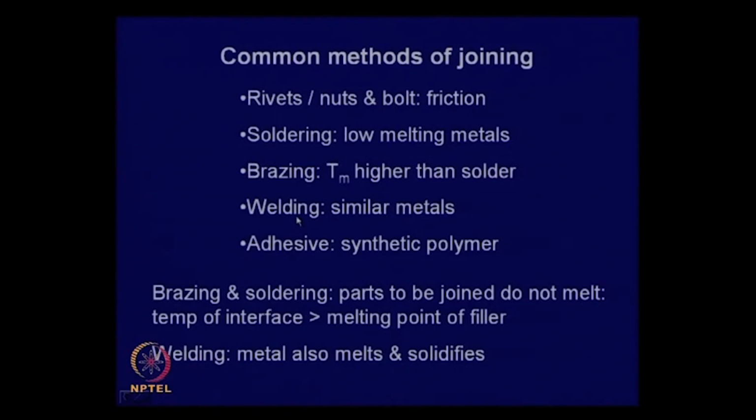Now, in welding, the melting point of the metal is close to that of the part that is being welded, and in fact, a small portion of the parts which are joined also melts to provide better bonding. Another extreme way of bonding is adhesive. Here one uses synthetic polymer, but primarily we will look at the structural changes that take place during welding.